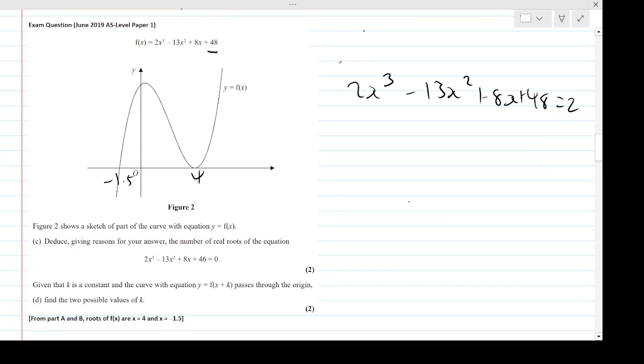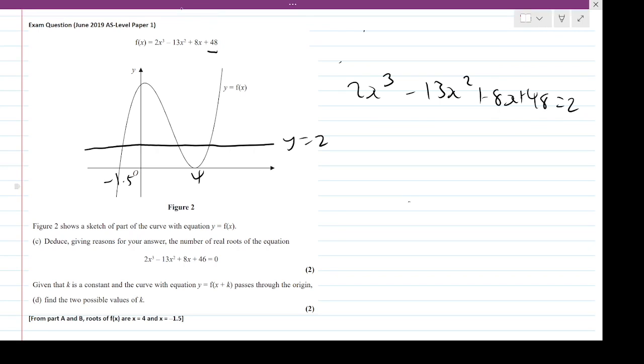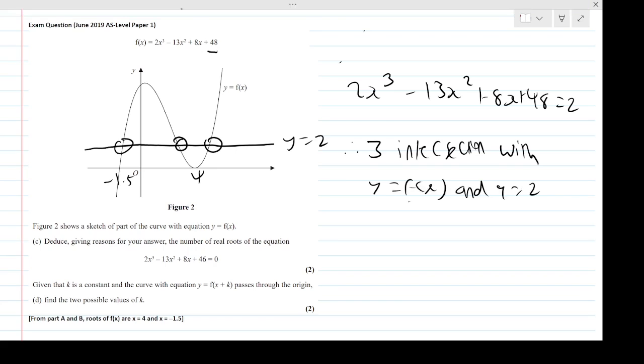So then I can say that equals 2. So solving that equation is corresponding to setting the curve equal to 2. So if I draw a line y is equal to 2, right, then we can spot that actually there are going to be 1, 2, 3 intersections. So therefore 3 roots. So therefore say that 3 intersections with the curve y is f of x and y is equal to 2. Therefore 3 real roots to the equation, right?